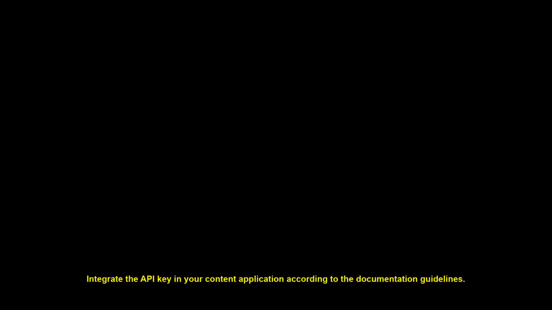Integrate the API key in your content application according to the documentation guidelines. Make sure to handle any errors or exceptions that may arise. Test your application to ensure that it retrieves data as expected.